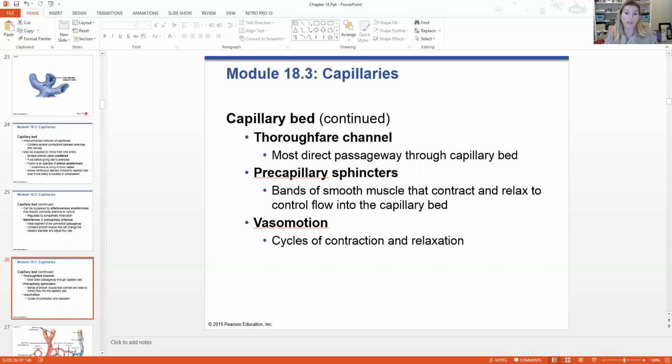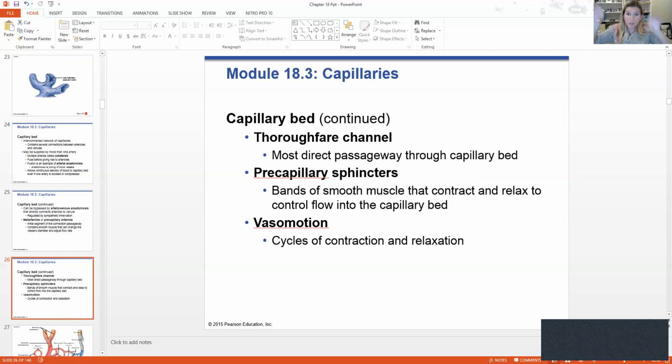Our capillary bed can have a couple different properties, a thoroughfare channel, and you're going to see a picture of this on the next slide. Or if you're super smart, maybe you have this PowerPoint printed out already, and you can actually look at that slide as I'm talking. That might help you. So the thoroughfare channel is the most direct pathway through a capillary bed. It's literally arteriole, capillary, venule. There's no other extra stuff.